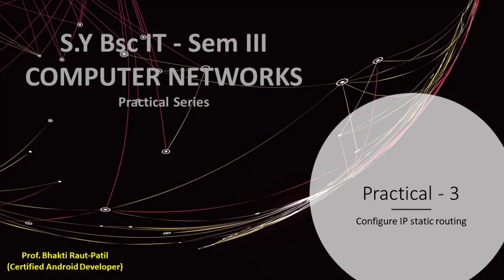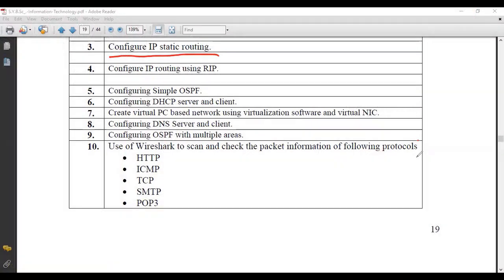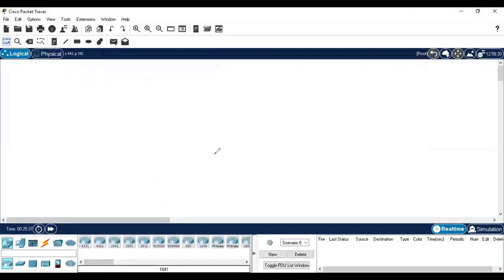Hello everyone. So in this video, we will see how to configure static routing. The software we are going to use is Cisco Packet Tracer. So let us quickly start with the practical. Open Cisco Packet Tracer on your system. So here is the window of Cisco Packet Tracer.